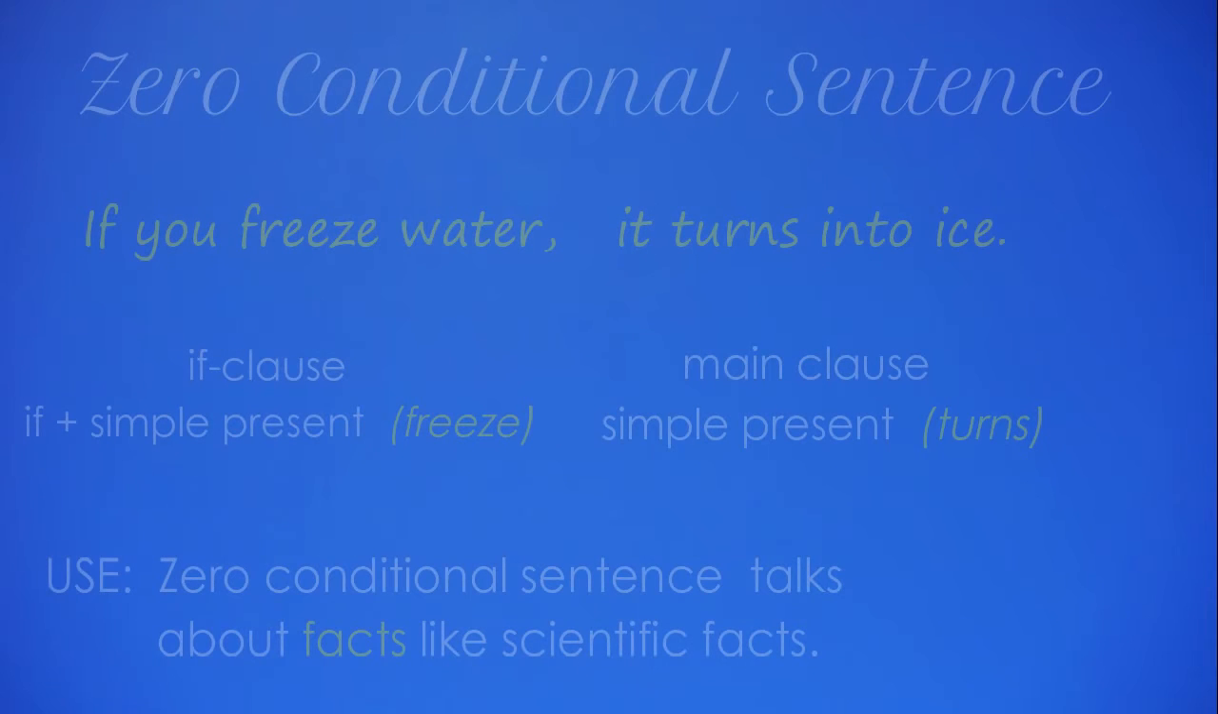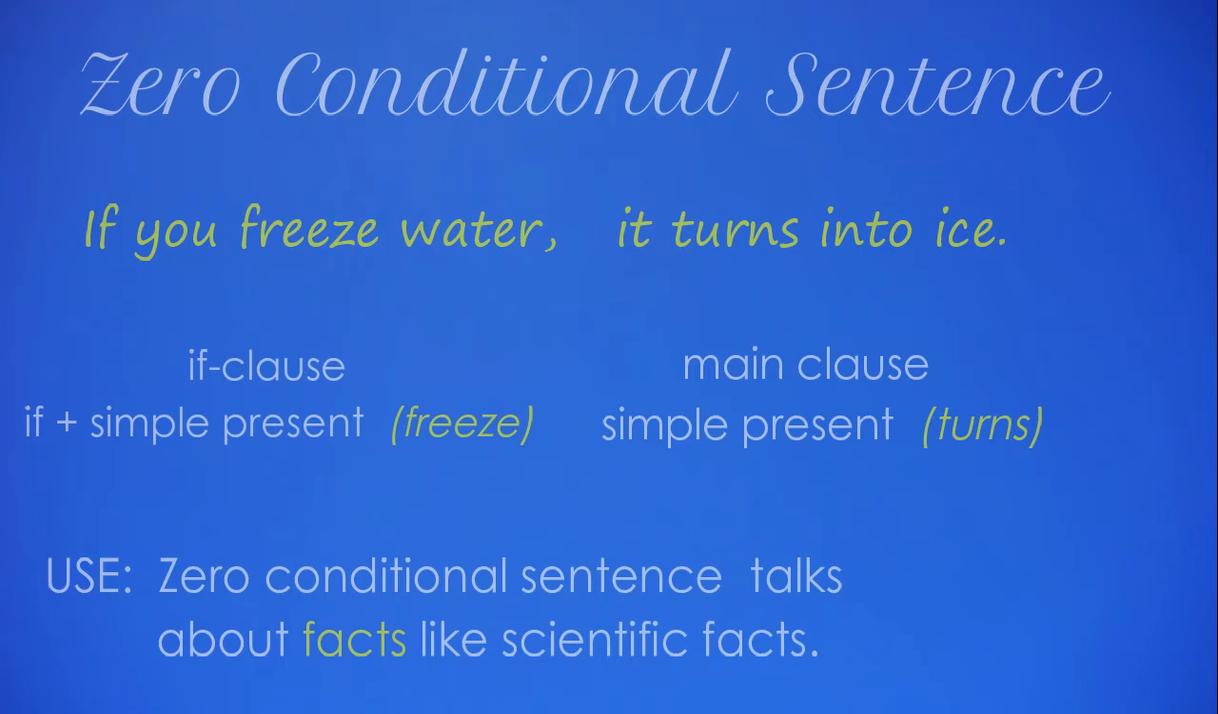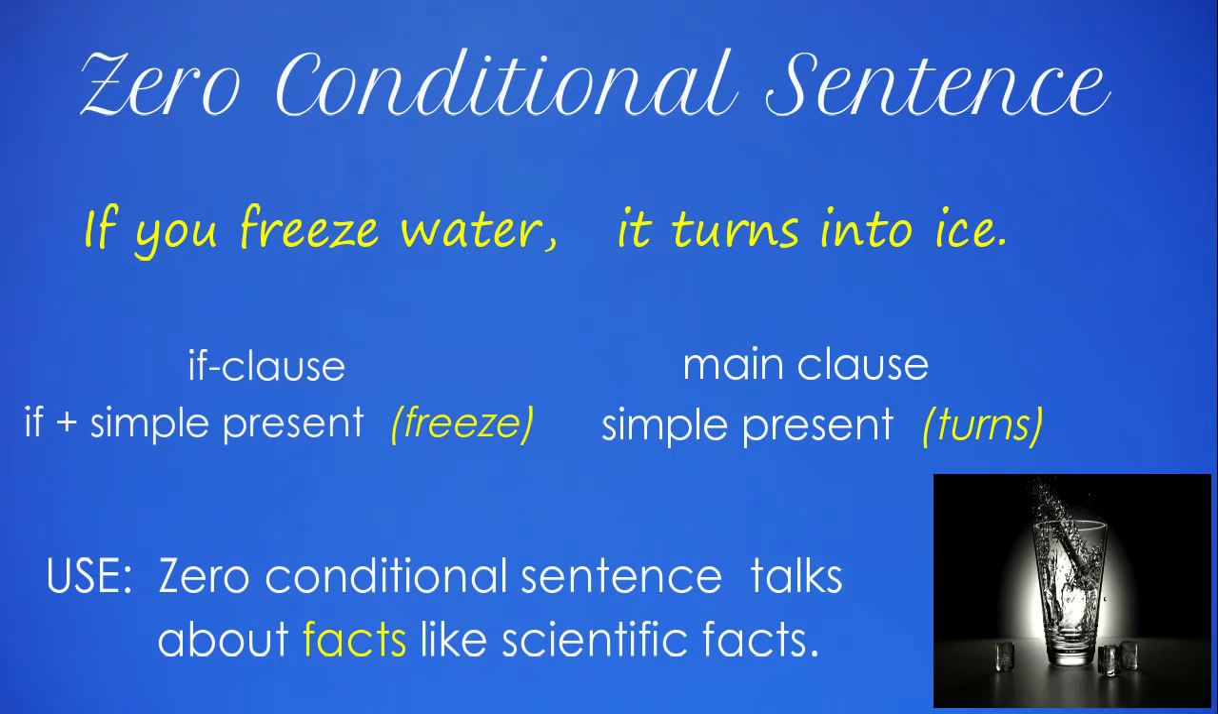Zero conditional sentence. Zero conditional sentence talks about facts such as scientific facts. For example, if you freeze water, it turns into ice. This is a fact. This is a scientific fact. It is true. Let's take a look at the structure.